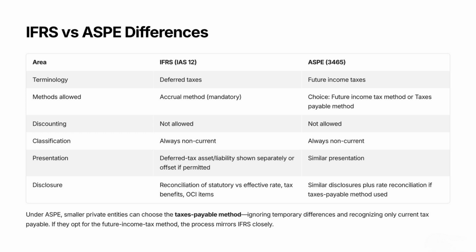ASPE lets private companies choose something called the taxes-payable method, and if they do, they get to ignore all of this completely. Their income tax expense is simply what they owe in tax this year. That's it. It's way simpler, but you lose something. The financial statements no longer reflect those future tax consequences, so they're arguably less complete. To see that difference in action, let's walk through a quick ASPE-based example.